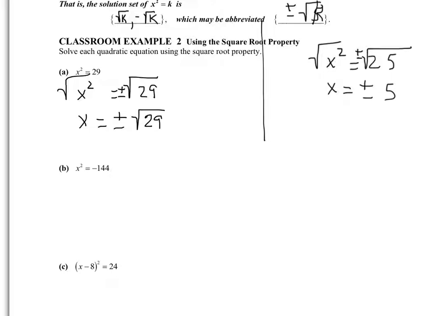Now, I do need to see if that radical would simplify. But if you double check, 29 is a prime number. The only thing that goes into 29 evenly is itself and 1. So it does not simplify any further.